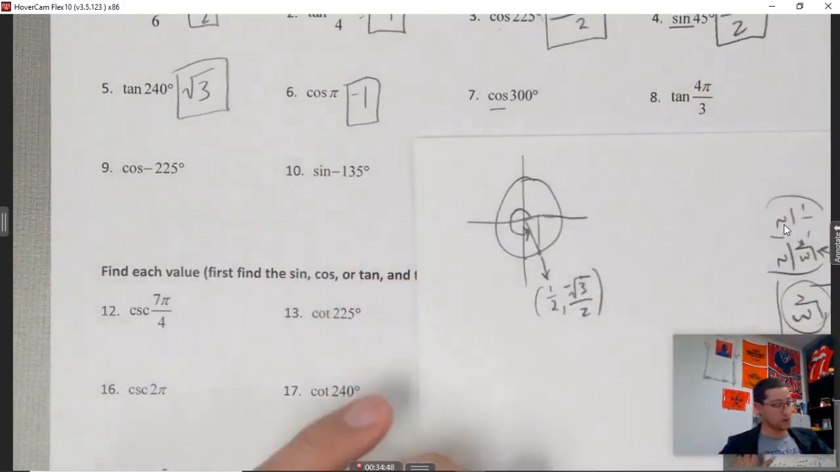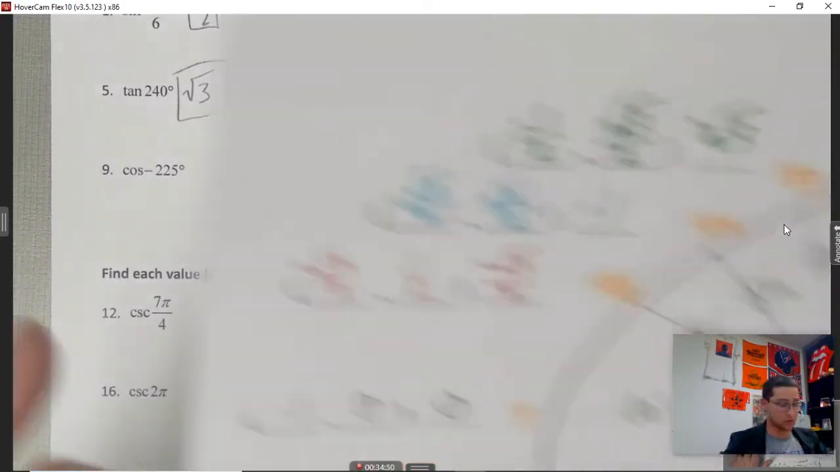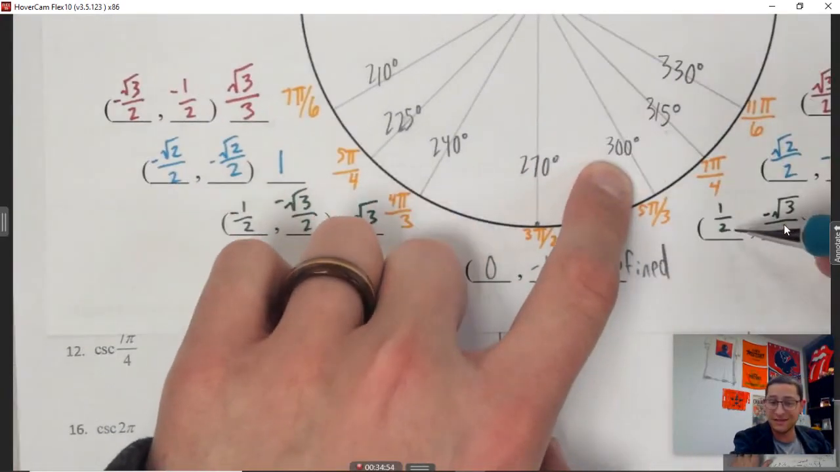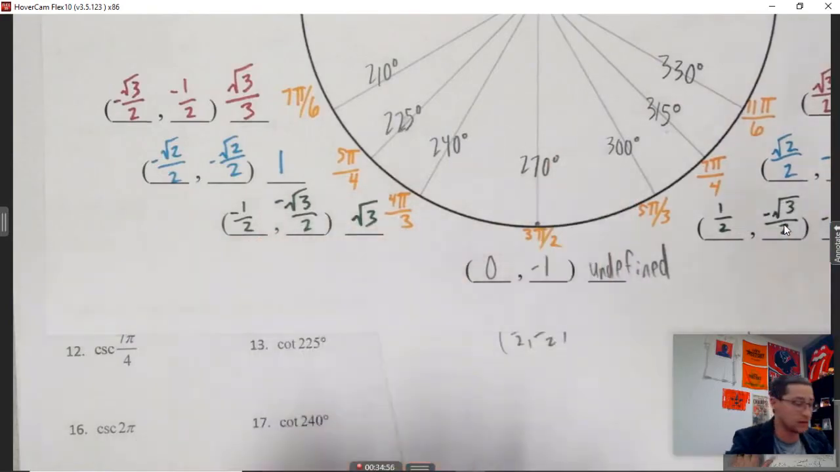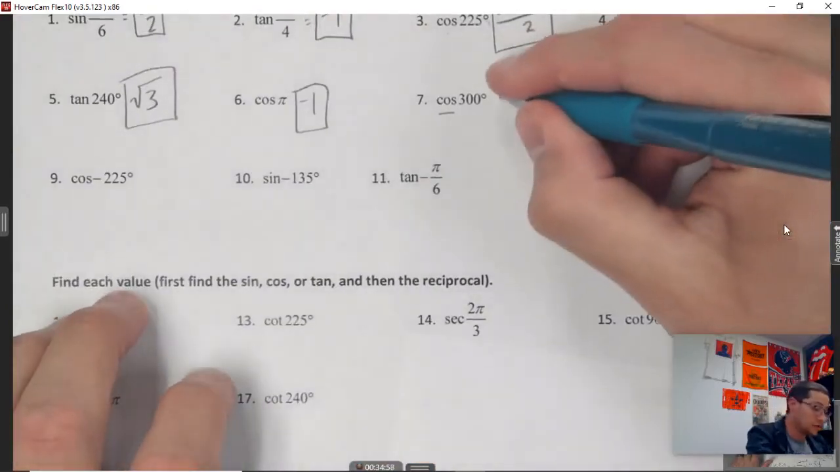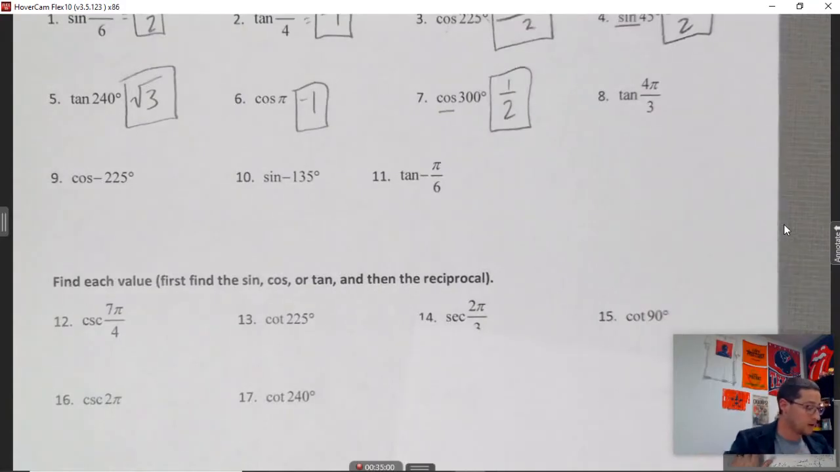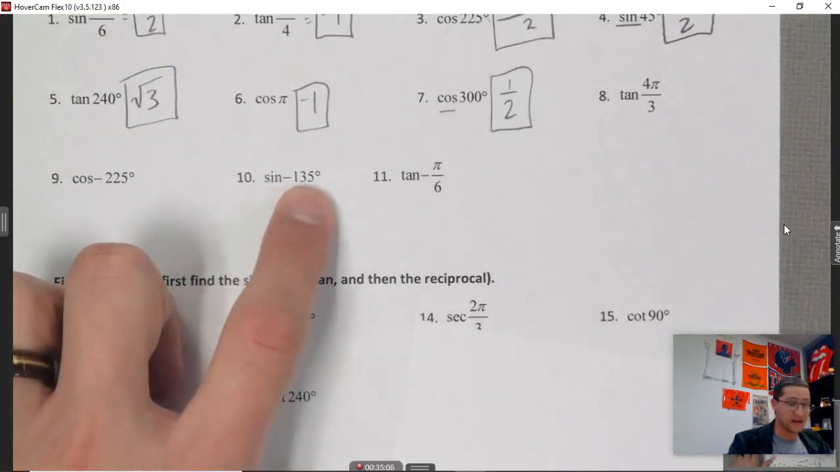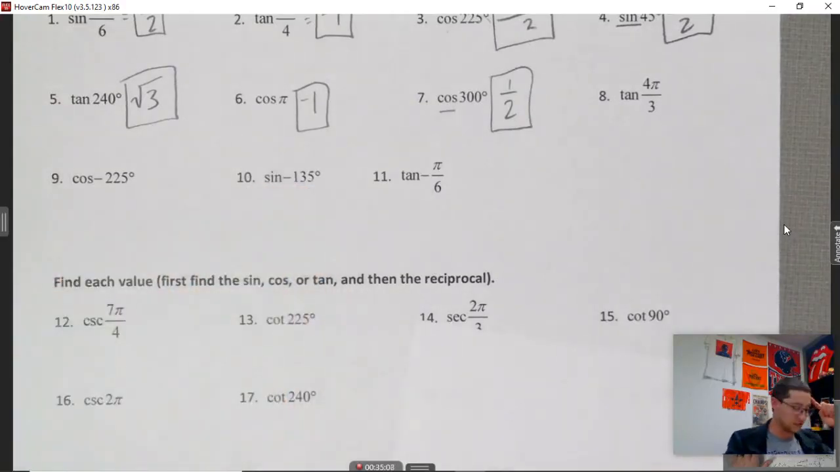Let's confirm it with the unit circle. It was 300. Here's 300. It's your x, so there you have it. It's 1/2. You could do that all the way around. Let's look at one of these examples where it's negative, like sine of negative 135. So this is tough.